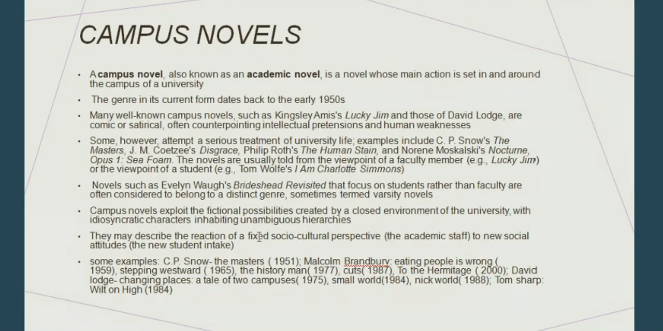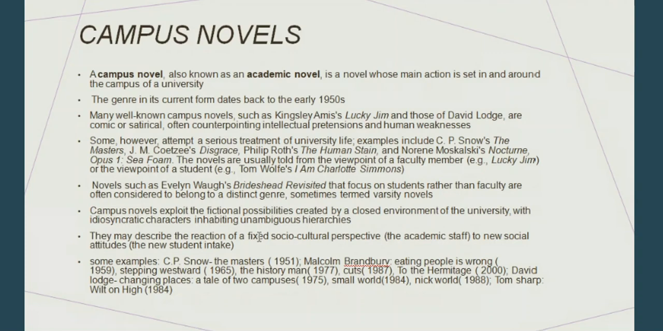Now, let us discuss what campus novels are, why they are so famous, and what the important works associated with campus fiction are. The campus novel, as a genre, emerges in the 1970s and 1980s. These novels are set around universities and colleges or deal with wayward academics let loose on the wider world. The campus novel, also known as the academic novel, is a novel whose main action is set in and around the campus of a university. The genre in its current form dates back to the 1950s, but it became popular in the 1970s and 80s.